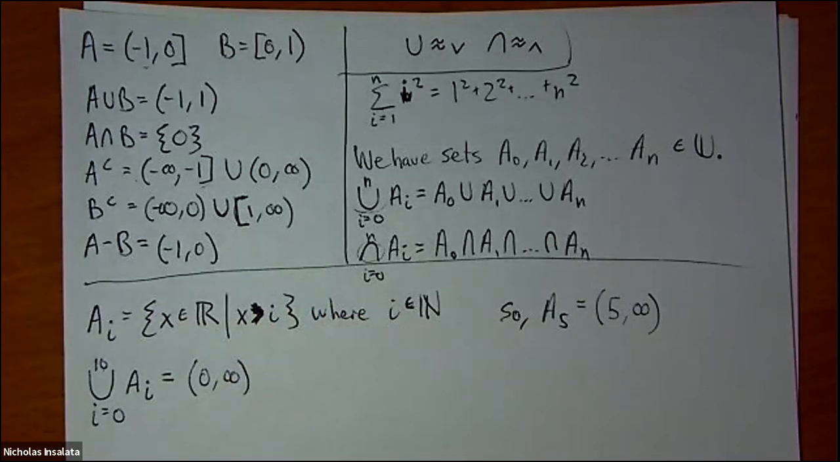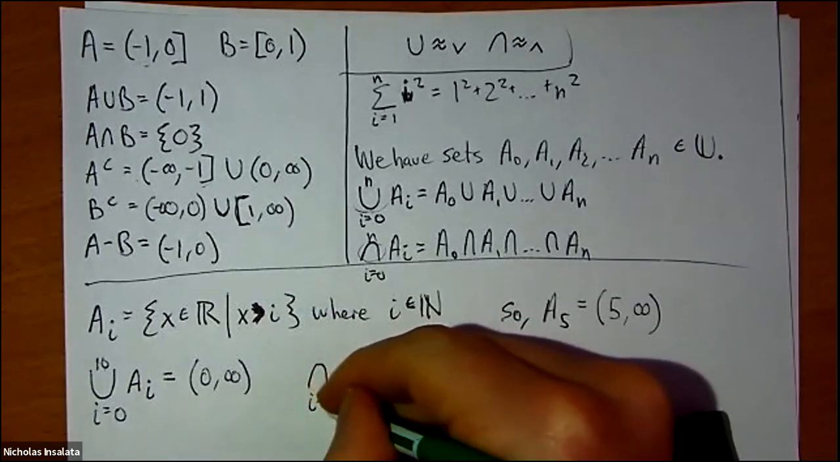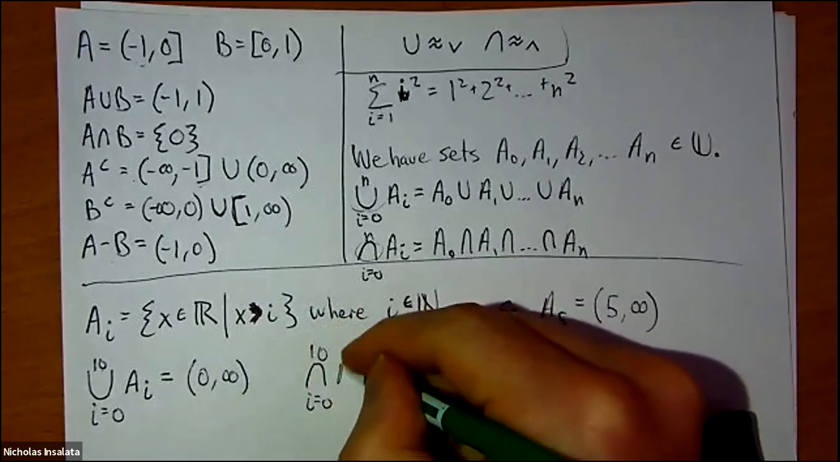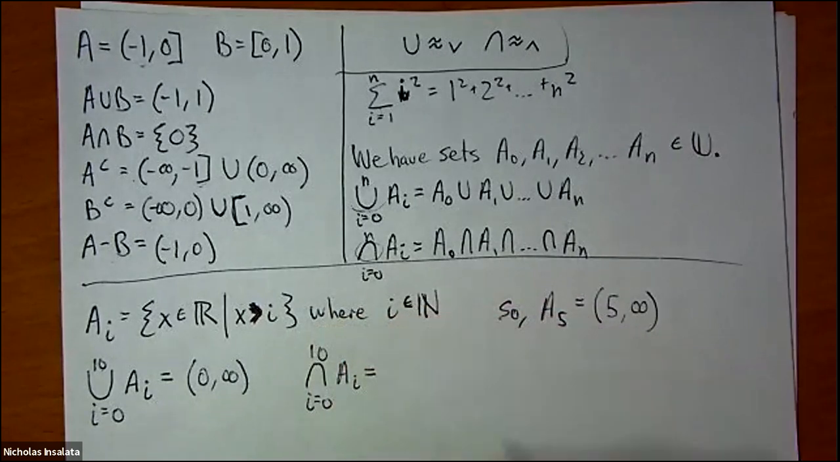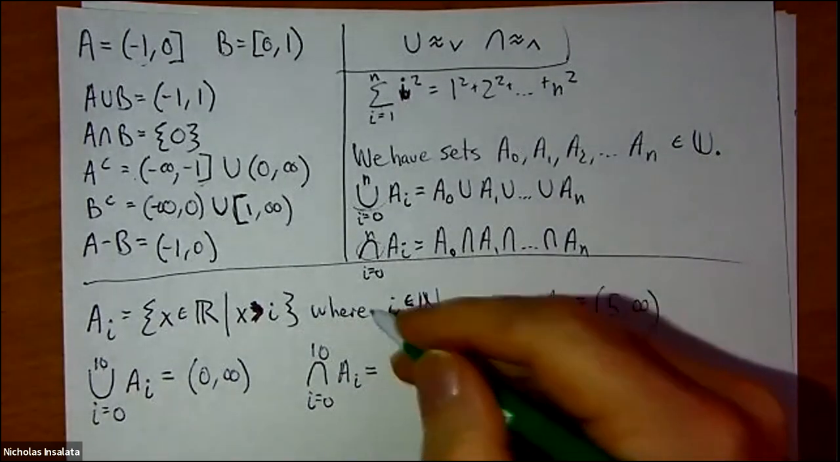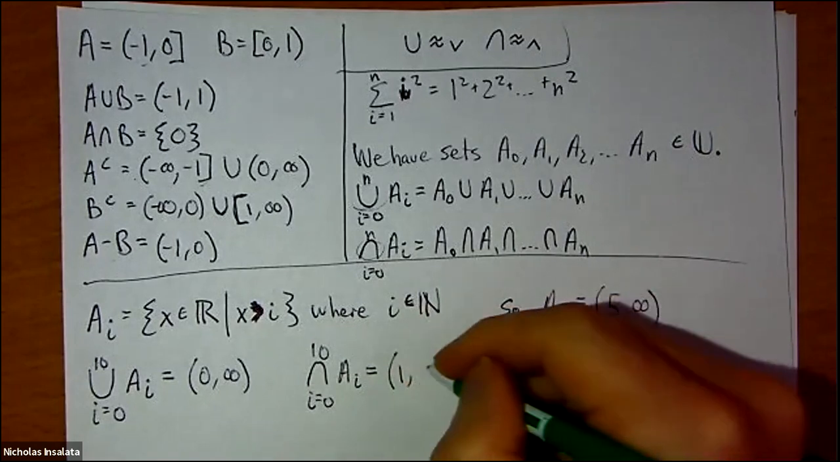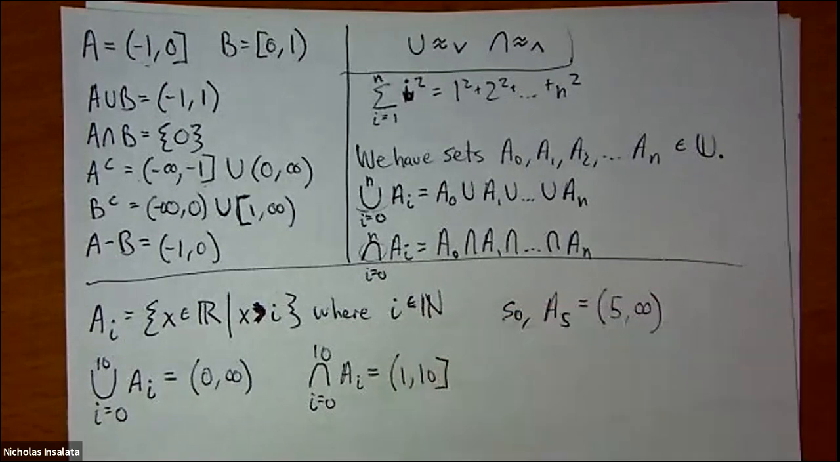Okay. How about the intersection from i equals 0 to 10 of A sub i? Well, I think you made a typo, David. Looks like you did. Okay, so that would be the open interval from 1 to 10 closed, like this. Is that what you meant?